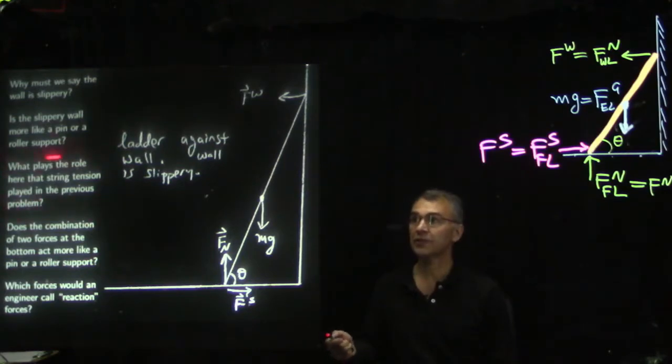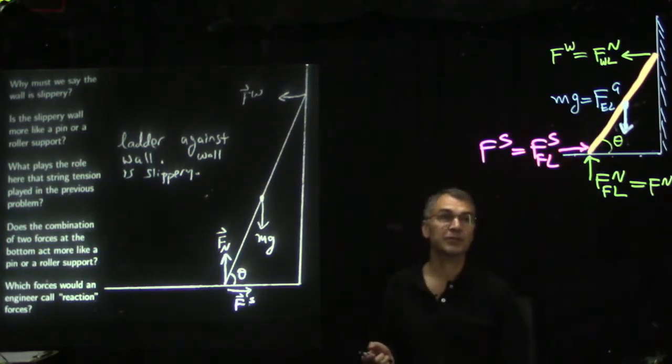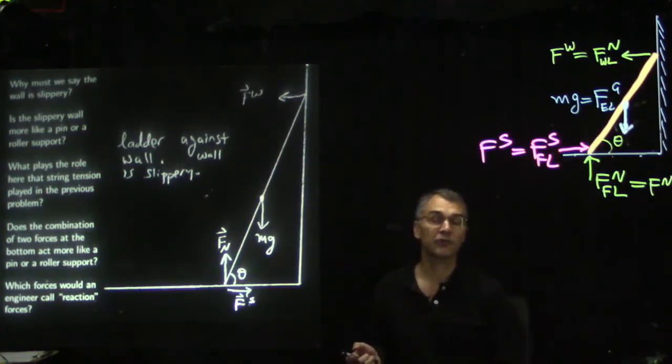What plays the role here that string tension played in the arch problem? Well, I would say that static friction plays the buttressing role, the role of the horizontal force. Static friction plays the horizontal buttressing role that the string tension played in our arch problem.